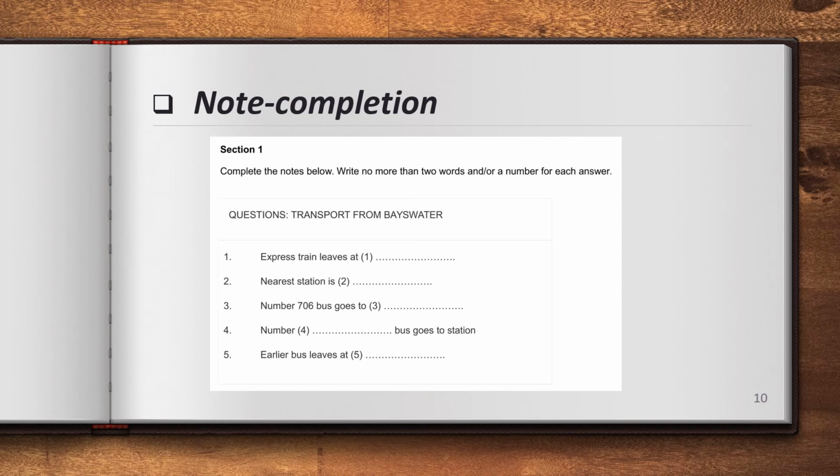Alright guys, there is a little bit of explanation about the Form 4 and Form 5 listening test. Okay, maybe this one can be an example because we have 3 sections here. We have a multiple choice, we have a matching, and we have note completion.